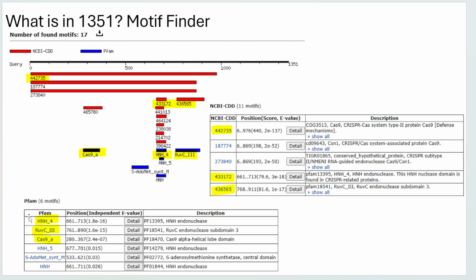So RuvC there. H&H down here in the Pfam database world, I guess you could say. H&H down here matches with NCBI. RuvC3, so it's decided to be more specific, and it's found the RuvC3 subunit. There are 3 subunits, so it's found the 3rd subunit. And another Cas9 alpha helical lobe domain. Yeah, whatever. It's just a Cas9. So what do we know so far? It's a Cas9 with a RuvC and an H&H. That's all we've got.